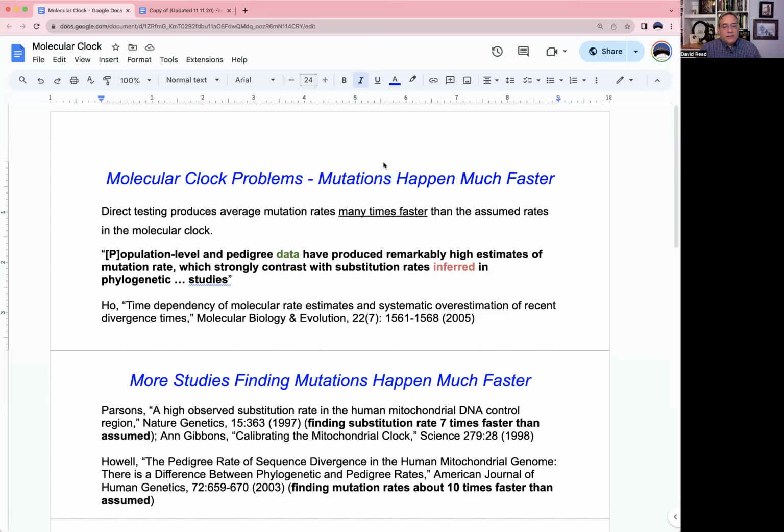Here's an example of a peer-reviewed scientific article talking about this, and he just goes back and he notes that the population level and pedigree data, so the actual data, produces remarkably high, much higher estimates of mutation rate, which he says strongly contrasts with what's been inferred or assumed. So this is the data versus what's been assumed and inferred in the genetic studies for the DNA dating.